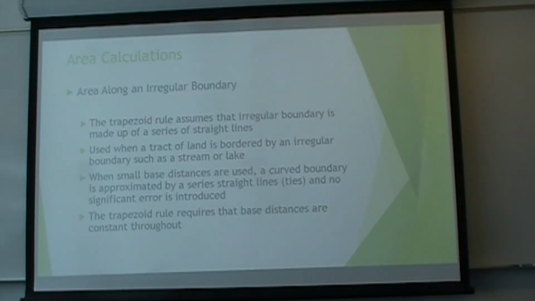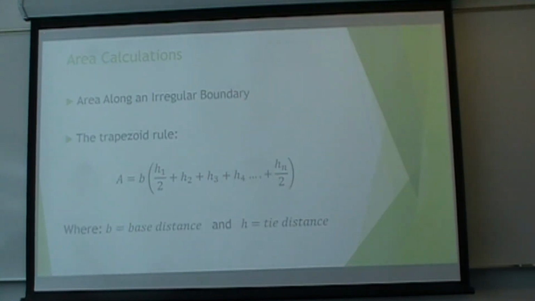So we will make a small base distance, maybe 25 feet, 55 feet, and then you're going to run what are called tie lines from that baseline perpendicular out to where it hits your curved boundary. So again, the smaller the base, the less significant the areas. The trapezoid rule does require that your base distances are constant throughout, so that's the one thing that's important about it. So this is the trapezoid rule.